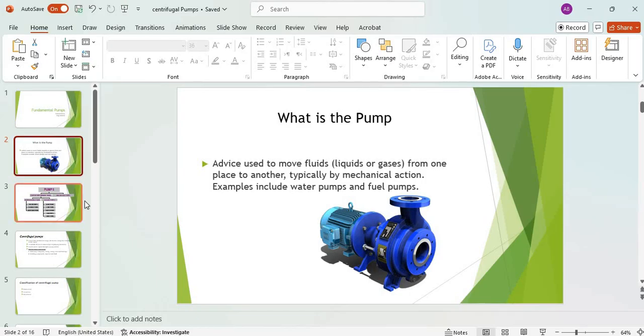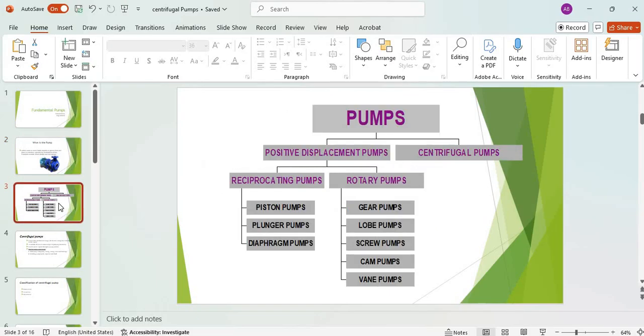And there are two types of pump. Centrifugal pump, which is going to be the main thing today, and positive displacement pump, which we're going to speak about later. But the positive displacement has two types, reciprocating and rotary pumps. Reciprocating is based on piston action, like a piston pump, plunger pump, diaphragm pump, and rotary pumps like gear, lobe, screw, and vane pumps.